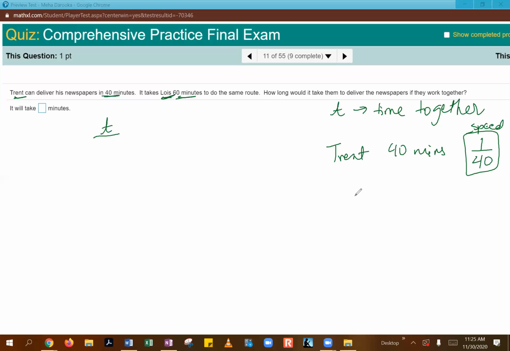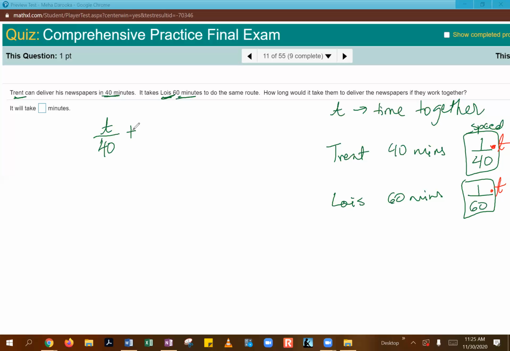Lois, they're saying, is taking 60 minutes. So that means her speed would be 1/60th, which means in 1 minute, she would have 1/60th of the work done. So the idea is you take their speeds and you multiply it by the total time it would take them if they work together. So that's why when we set up these equations, it's T times 1/40, or basically you can write it as T/40.